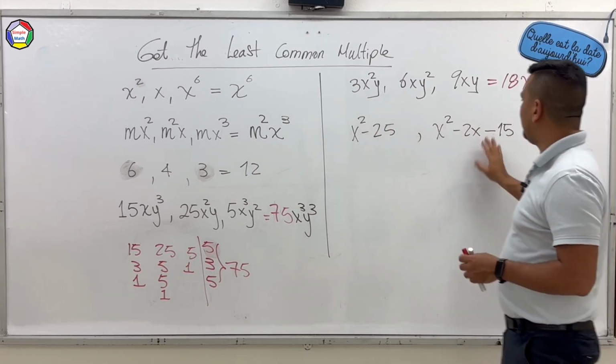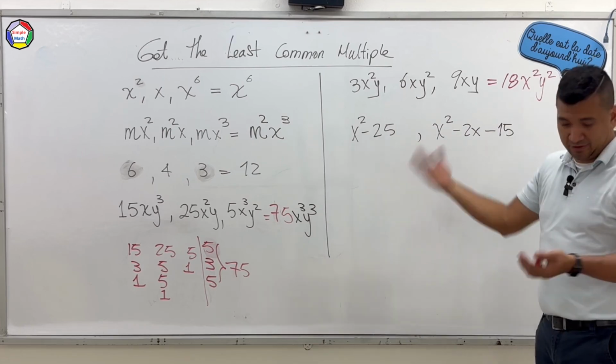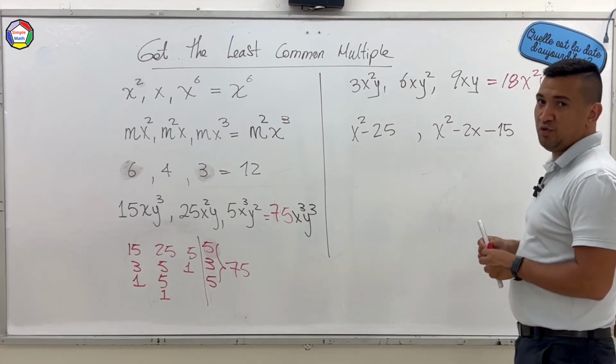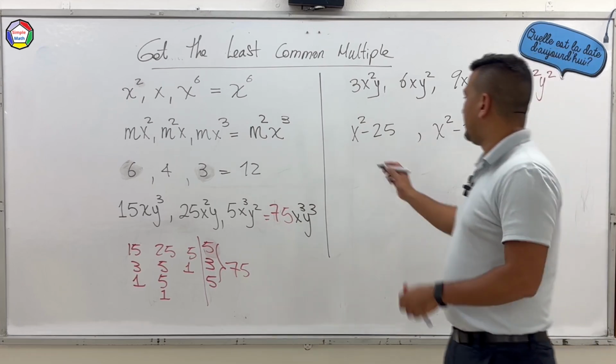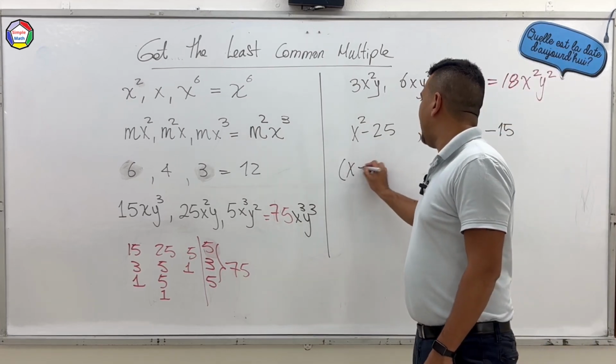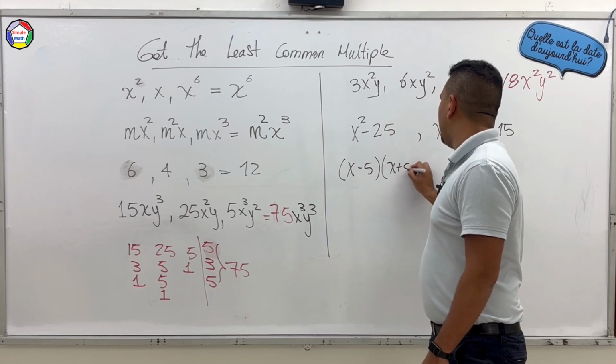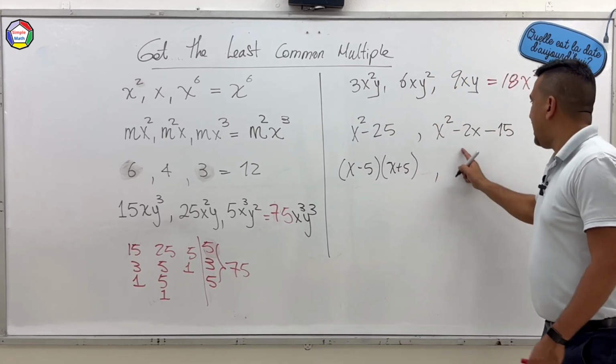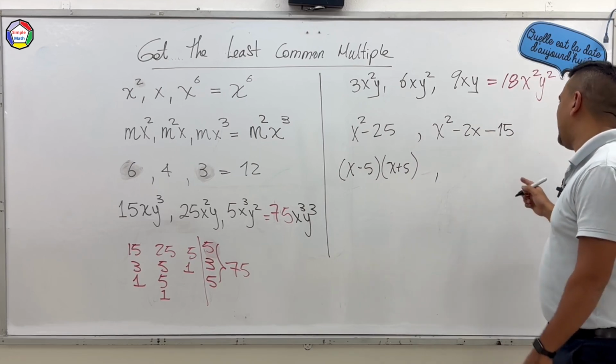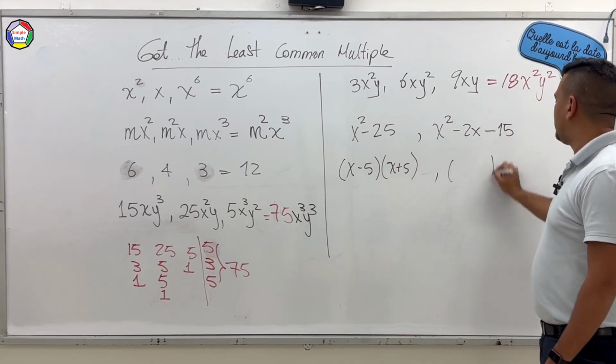All right. Let's see what happens when we have to factorize. Here it is impossible, and impossible as well. So first we factorize, and then we determine which is the least common multiple. So in this case it is x minus 5 times x plus 5. That is a difference of squares. And in this case, I think this one is a trinomial.